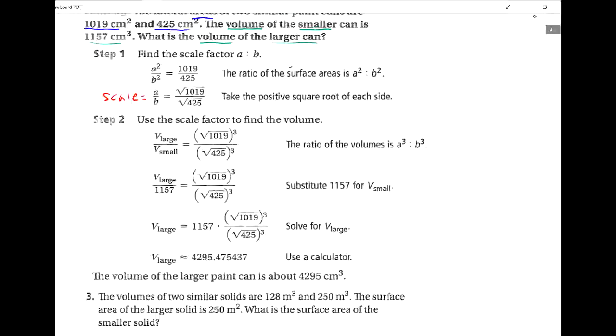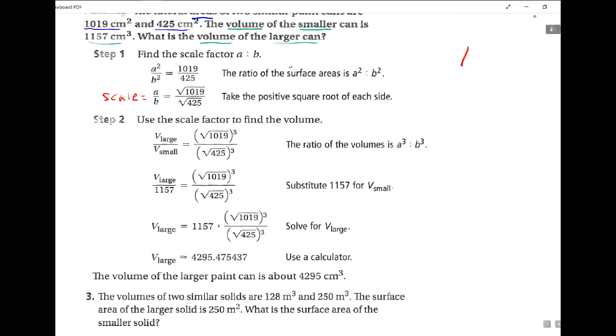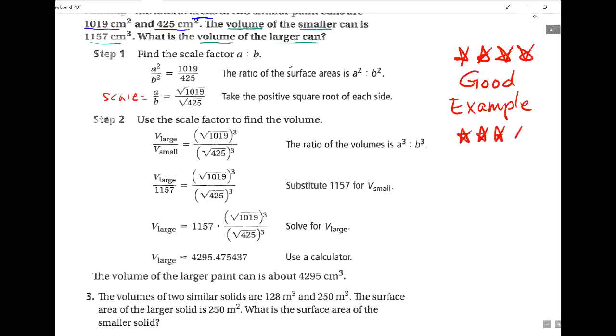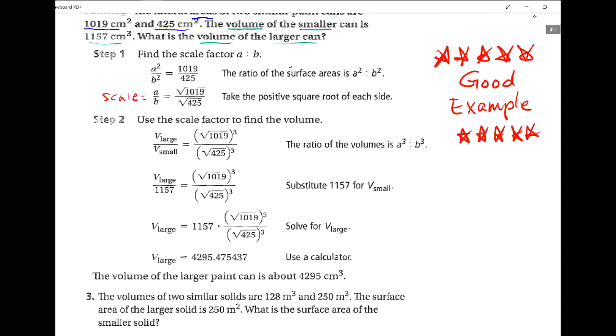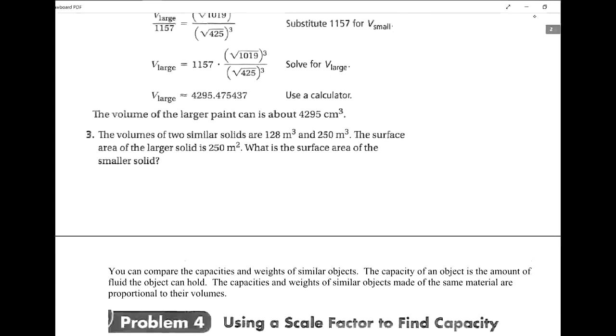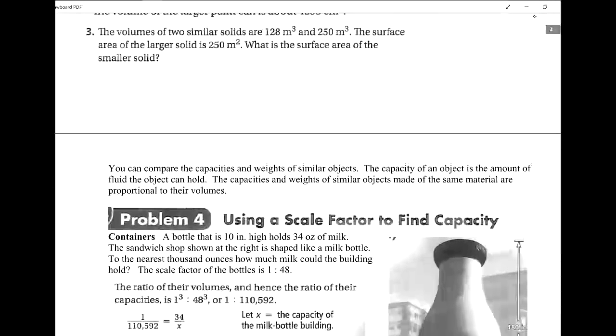We should write good example here. This deserves a lot of stars. If you have trouble with squares and square roots and cubes, this would be a good example for you to follow. Good example all around. All right. Pause your video and try this example.